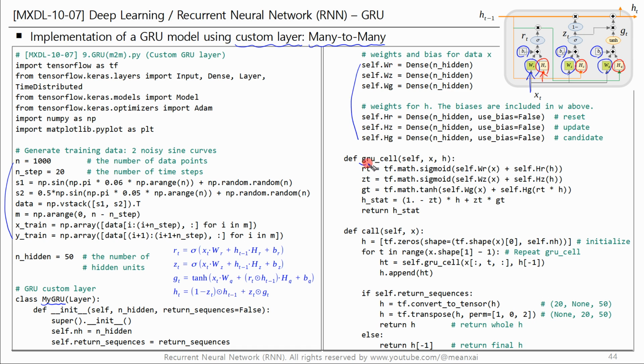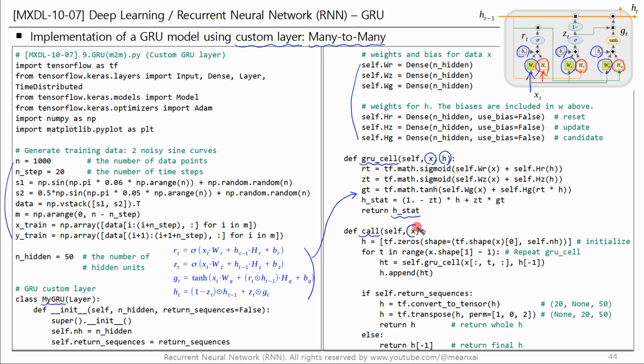Next, we write a method to compute HT, which will be passed on to the next time step. The inputs are the current data XT and the previous state's HT-1. We use these formulas to compute the output of each gate as follows, and return HT.